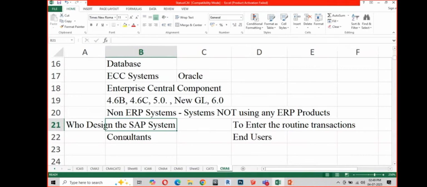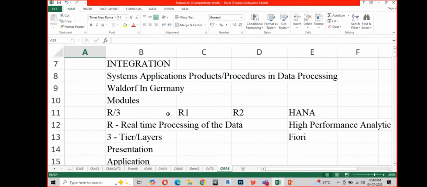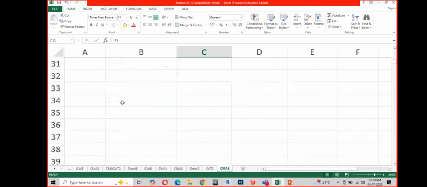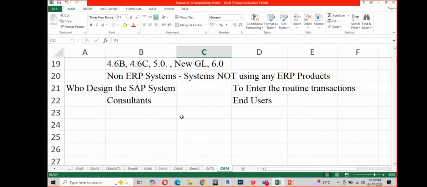Now, in the first half today, we spoke about something called modules. What are modules? Nothing but your individual departments. Individual departments in an organization are called modules in SAP. So if you want to categorize or bifurcate SAP, you have functional modules and technical modules. So what are these functional modules?